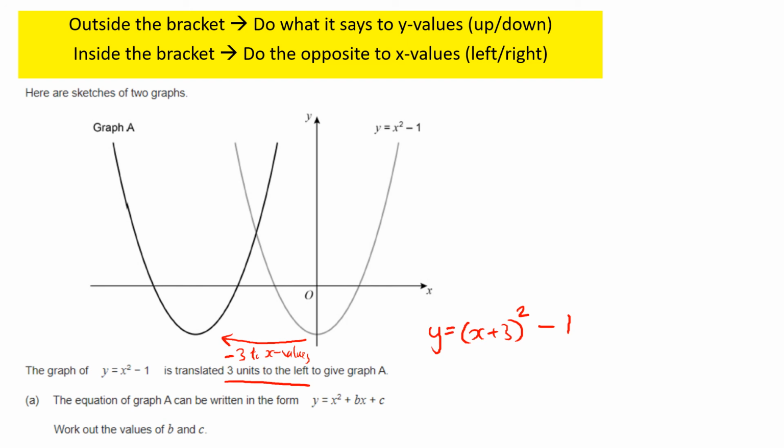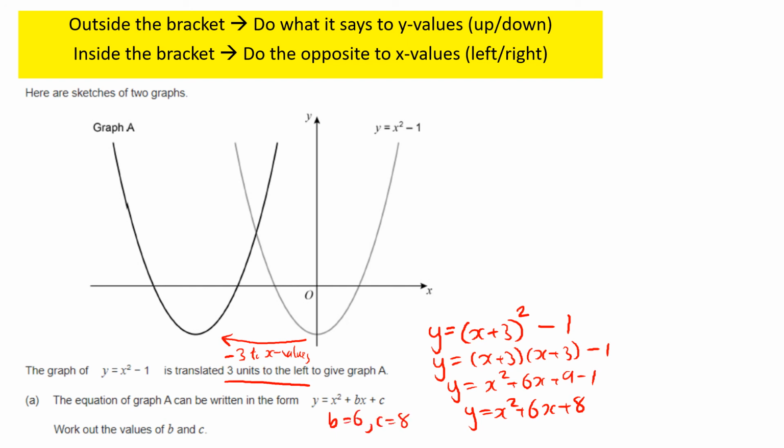So all we have to do to finish this question off is expand that, and then we'll have it in the form that we need. So this will be (x plus 3) times (x plus 3) minus 1. That'll be x squared plus 6x plus 9 minus 1. That'll be x squared plus 6x plus 8. So there we go. Our value of b is 6 and our value of c is 8. It's just about substituting that bracket in. Okay, cool.